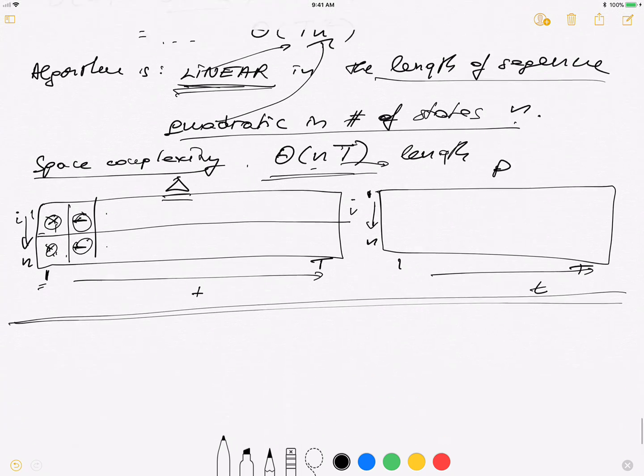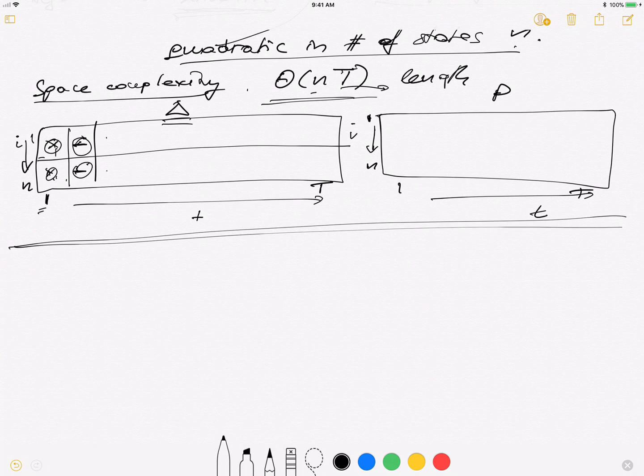So dear students, this would complete the lecture on the Viterbi algorithm in hidden Markov chains. The Viterbi algorithm in hidden Markov chains is used to find the most likely sequence of symbols, in fact of transitions, that led to a given output.